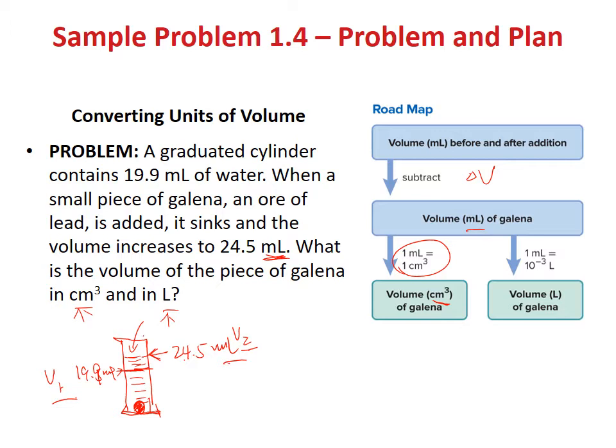Another is 1 liter equals 1,000 milliliter, because milli means 10 to the minus 3. Liter is much greater than milliliter, or 1 milliliter equals 0.001 liter. So using these relationships, we can convert milliliter to liter.